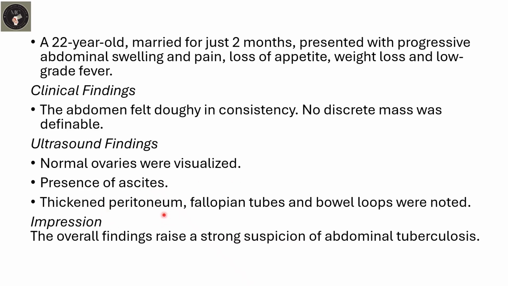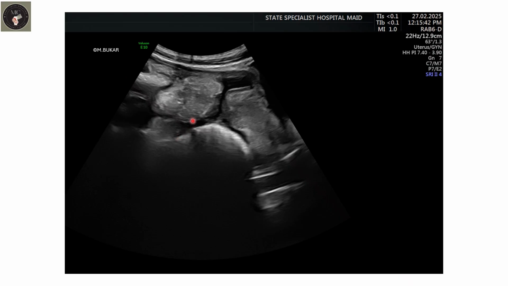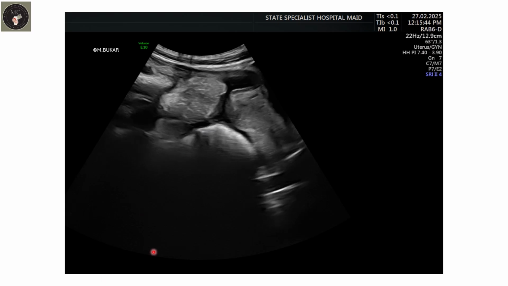So my impression was suspected female genital tract tuberculosis. Remember, the diagnosis of tuberculosis needs a high index of suspicion, especially if one is dealing with female genital tract tuberculosis. So this was the initial video at the time of the initial ultrasound.